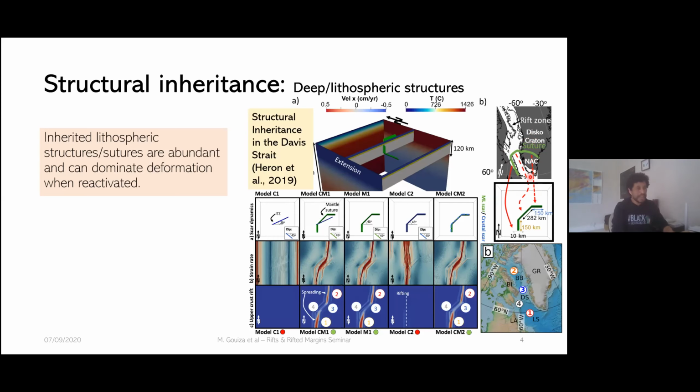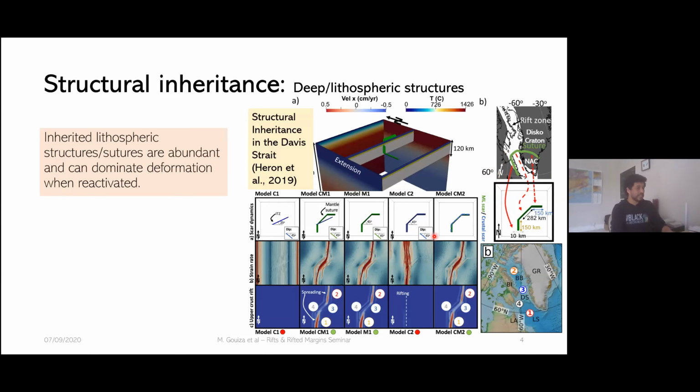The work that I'm showing here suggests that this inherited weak zone has to extend really deep into the mantle lithosphere if we want to obtain the segmentation that we see between the Labrador Sea and the Baffin Bay. If we just use a crustal weakness that doesn't extend deep, then we fail to reproduce the geometry that we observe in this area of the Atlantic.